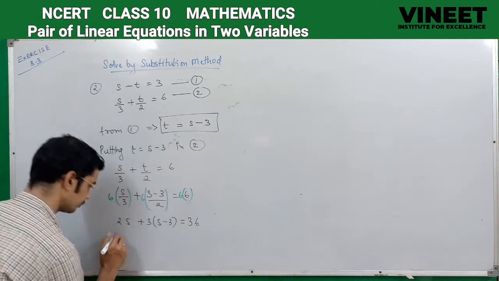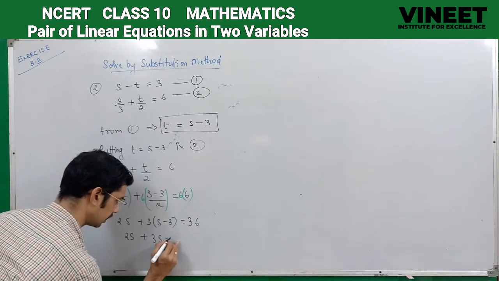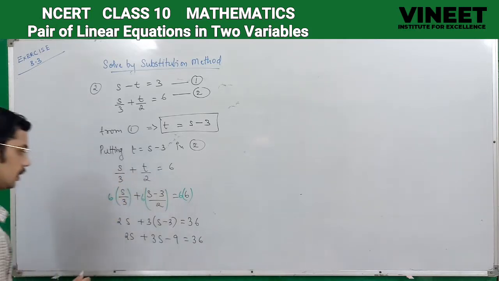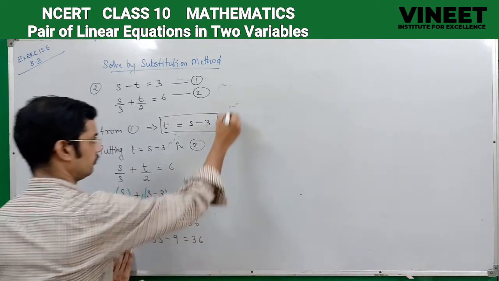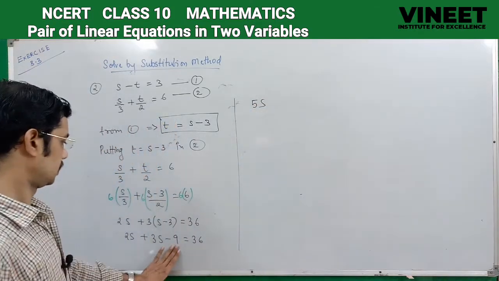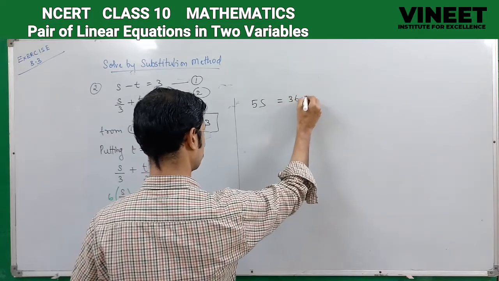Okay, now let us expand further. 2s plus 3s minus 3 into 3 is 9, and that is equal to 36. Okay, 3s plus 2s will give you 5s. Minus 9 goes that side, is equal to 36 plus 9.